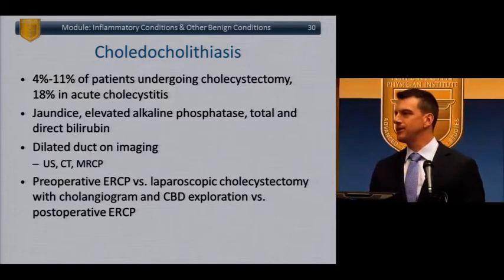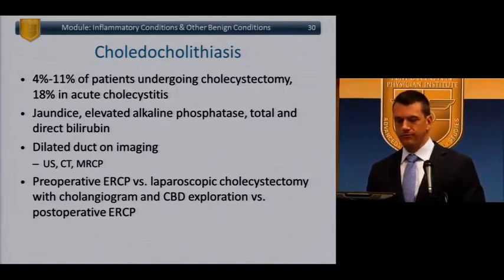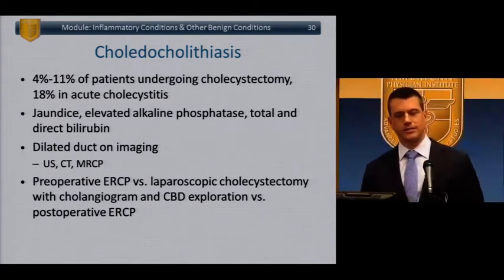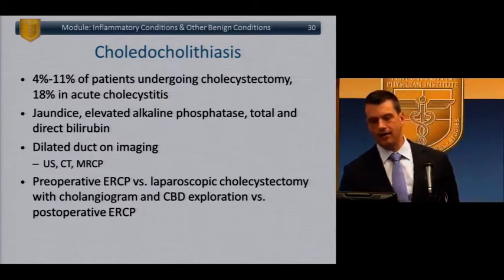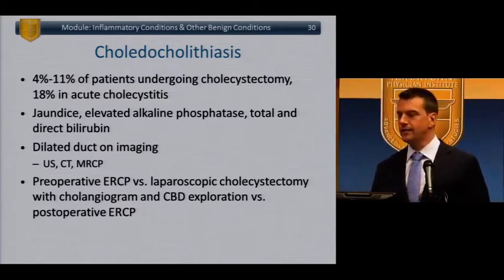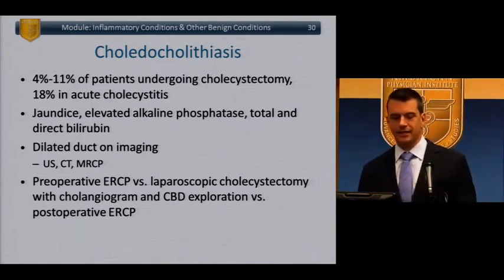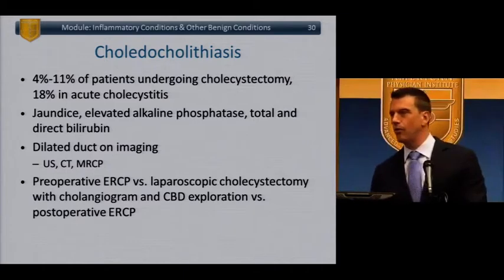Choledocholithiasis is simply the presence of stones within the bile ducts. About 4 to 11% of patients undergoing cholecystectomy may have it. In acute cholecystitis, that can be up to 1 in 5 patients who may have actual stones in the ducts. The classic findings here are jaundice, elevated alkaline phosphatase, and elevated total and direct bilirubin. You can see a dilated duct on either the ultrasound, a CT scan, or MRCP.